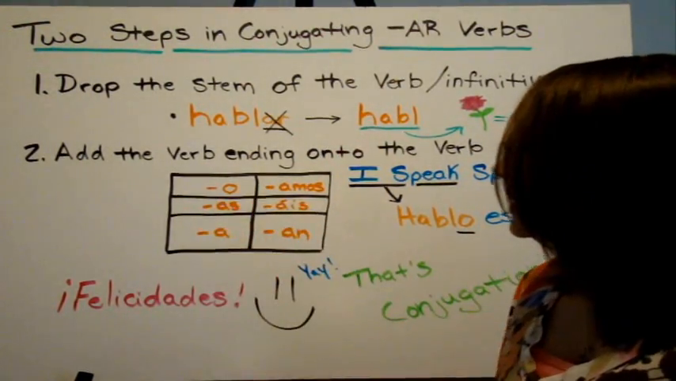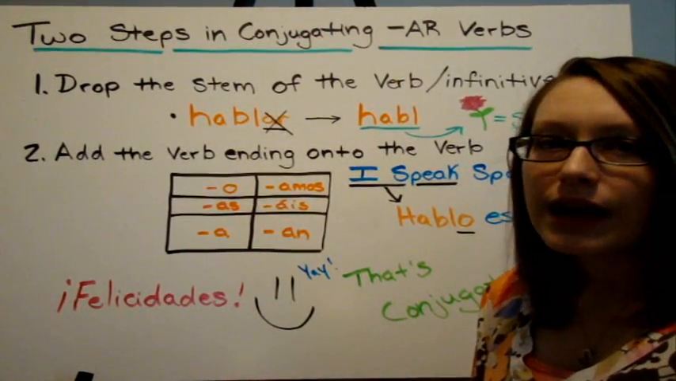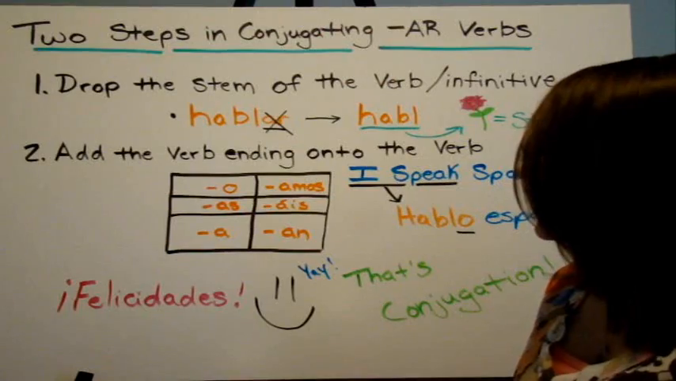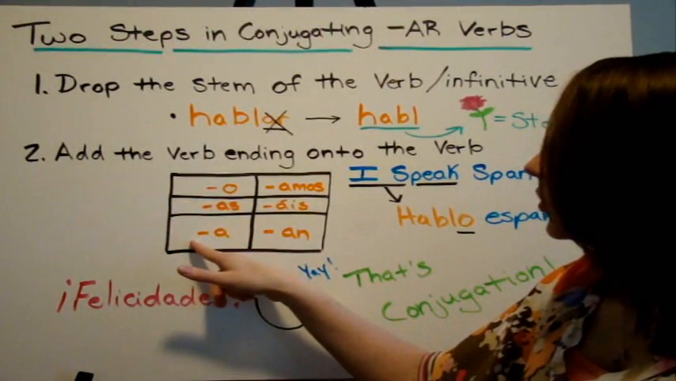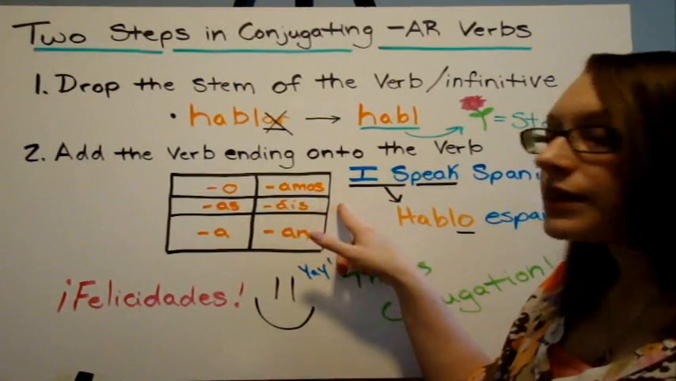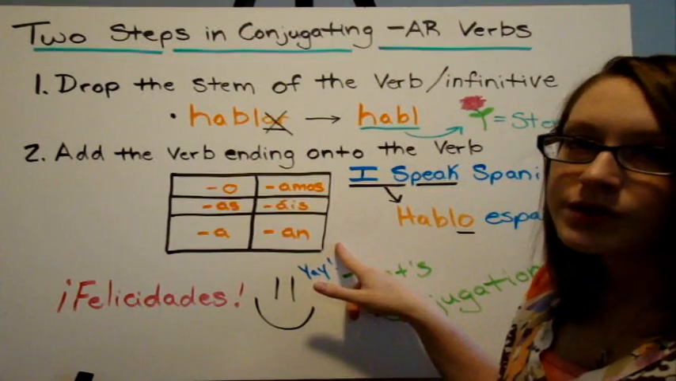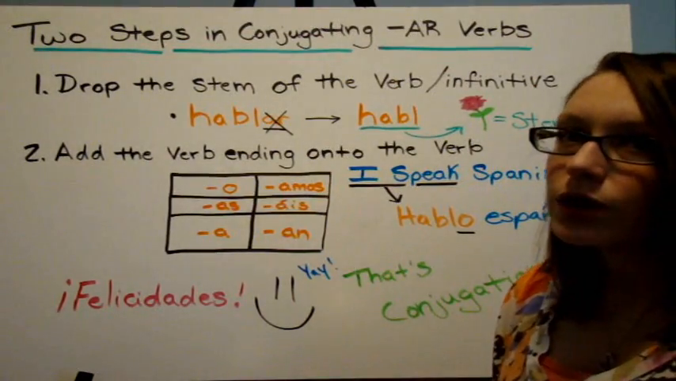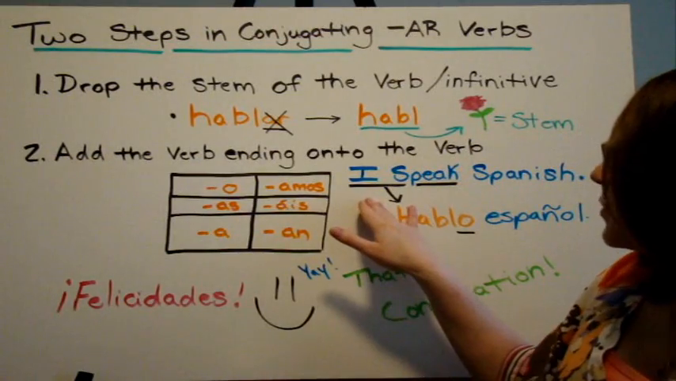Each one of these boxes represents a pronoun, just like we spoke about in the last lesson. Each box represents that same designated pronoun. So I, you, he, she, you formal, we, they, you all in Spain, they and you all everywhere else in the Spanish-speaking world, or formal, you all.